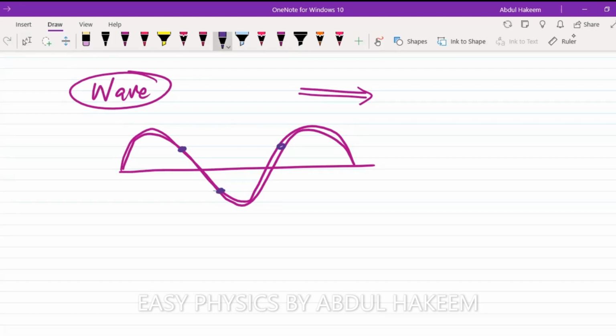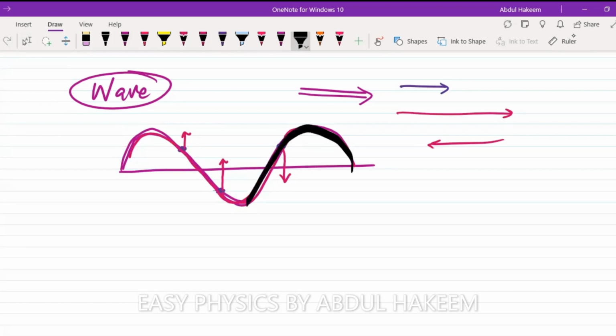So the simple method is, if the wave is going in this direction, move your finger in the opposite direction. Look, start here. At this point, your finger is going down. At this, your finger goes up, then up. So these are the directions of the motion of the particles. If the wave is going in this direction, you have to move your finger in the opposite direction like this. So this is our direction.